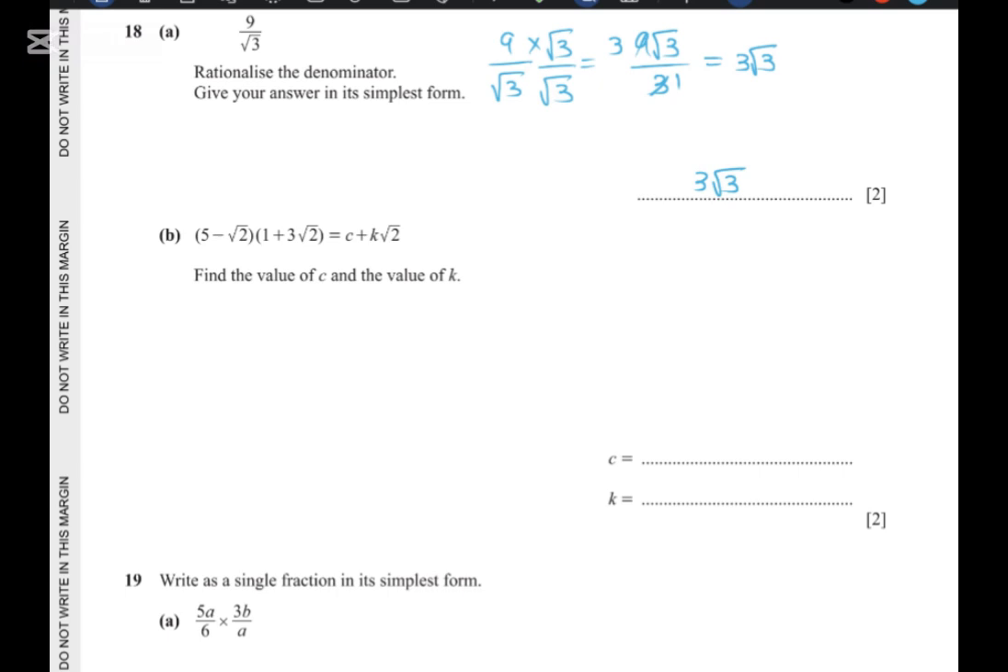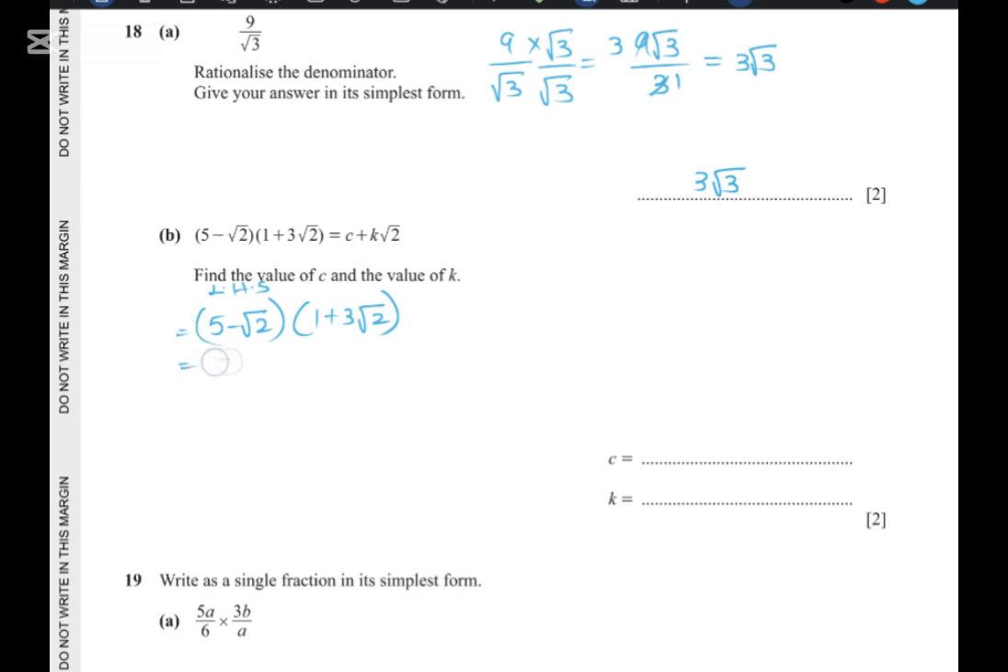Next, 5 minus root 2 into 1 plus 3 root 2 is equal to c plus k root 2. Find the value of c and the value of k. So here we have to multiply, treating surds like algebraic terms. We'll take the left hand side first. Now multiply this.